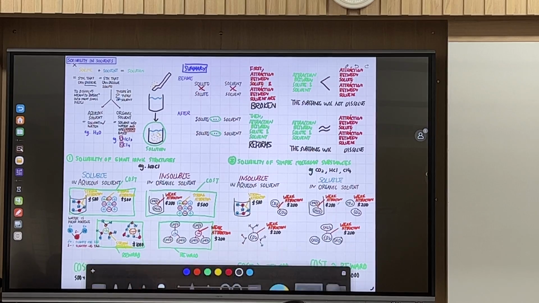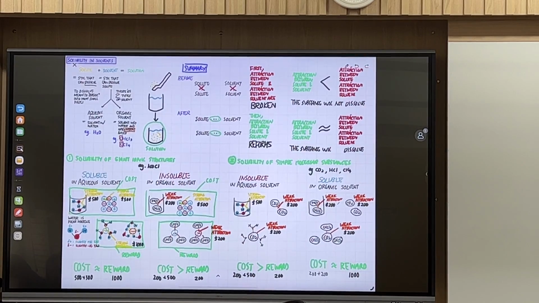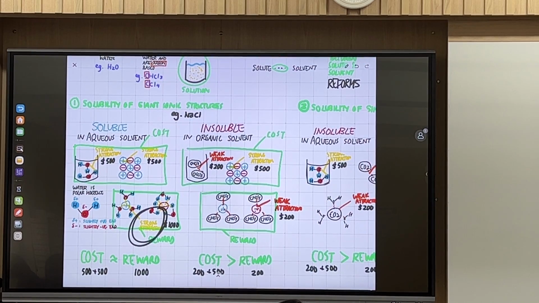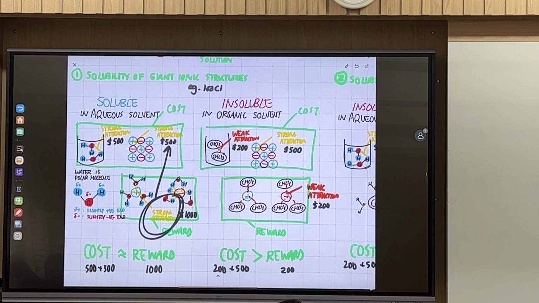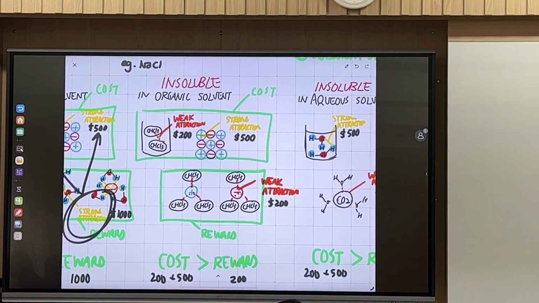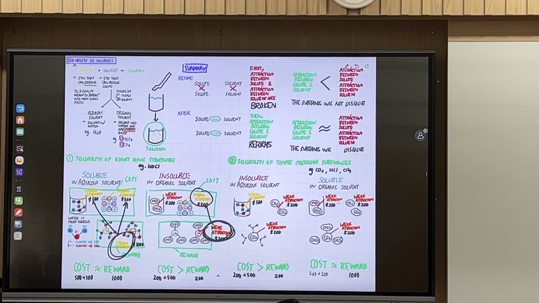So we have a case in here. Can you go back to this diagram here? You only have to remember these top two concepts. Take a look at these two diagrams again. When you look at giant ionic structures, you are reforming strong attraction in aqueous solvent. That means it is just as strong as one of the two starting attractions. So this is why it is soluble. But what about here? Can you see that this is weak? This one is weaker than one of the starting attractions, so therefore it will not dissolve.